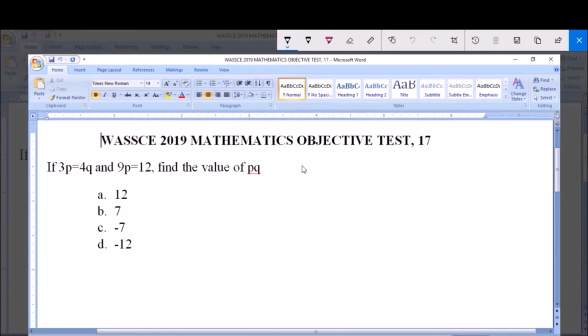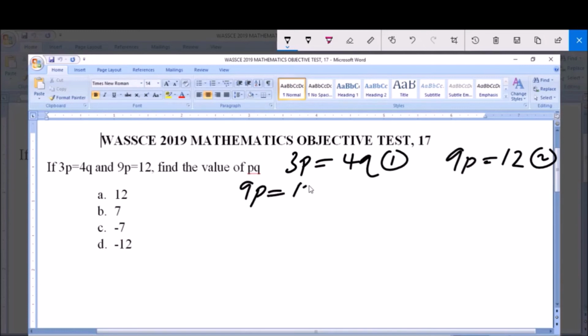So you said 3p equals 4q. This is equation 1, and we have that our 9p equals 12. That's our equation 2. Now if 9p is equal to 12, it means our p is equal to what? 12 divided by 9, and that should be 4 over 3, and this is the value of our p.